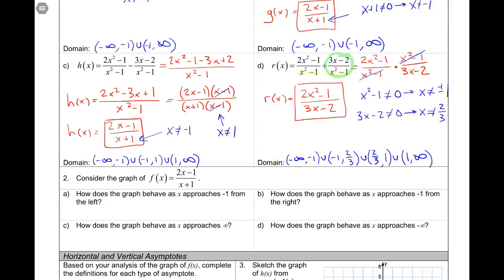All right, there you have it, folks. There is the domain for r of x, which simplifies down to 2x squared minus 1 divided by the quantity 3x minus 2. Let's move on to example 2.